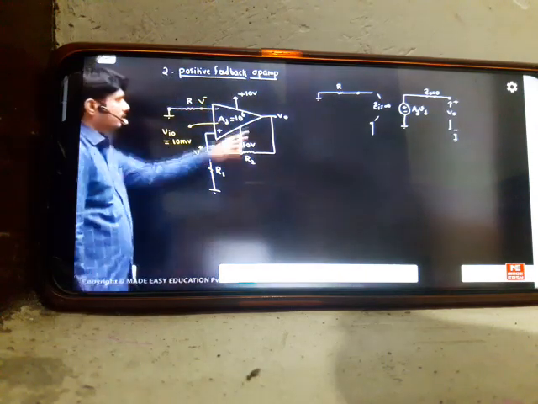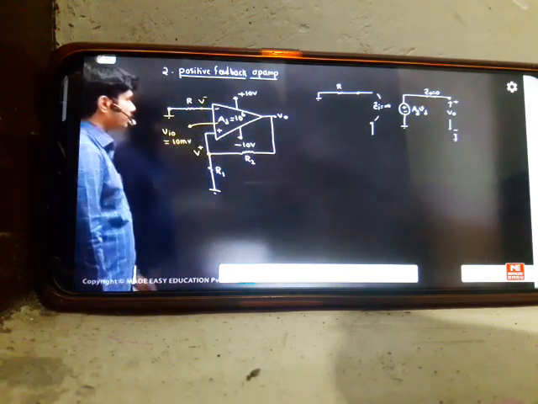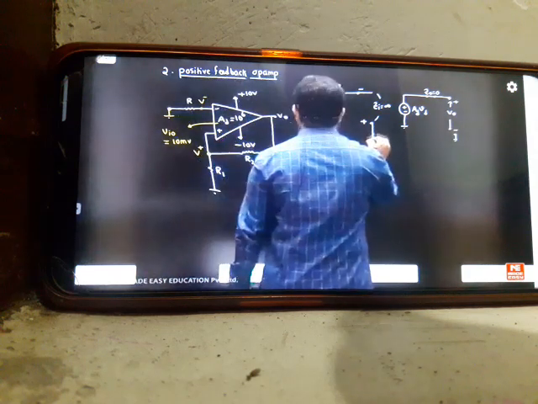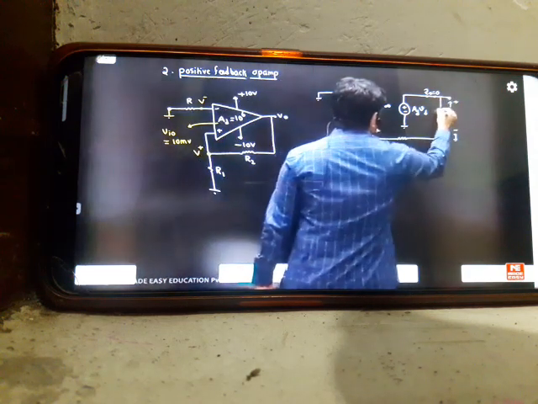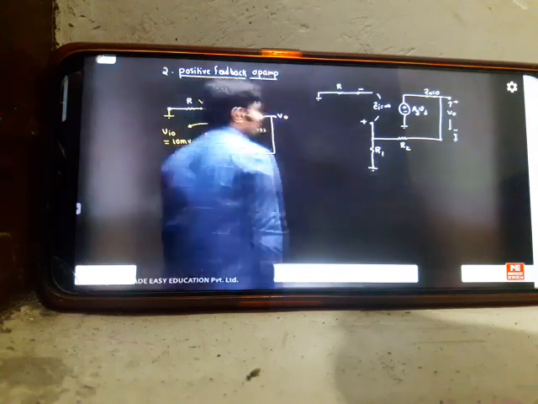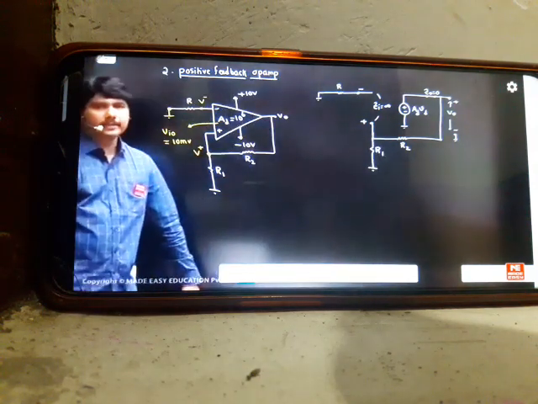But the extra thing you have done is, from the output you have taken some feedback and connected it to the plus point. So this is your plus and this is your minus. You connected some feedback here, through R2 and R1. So in the AC model, this is the situation you created.